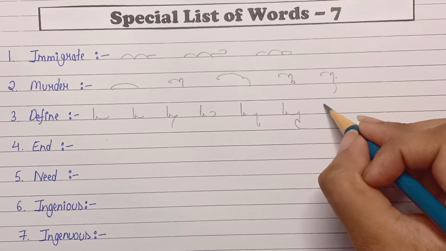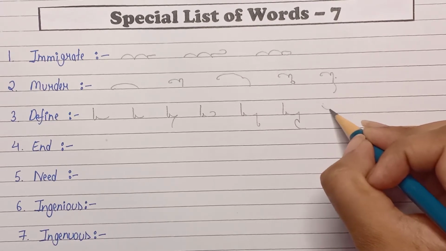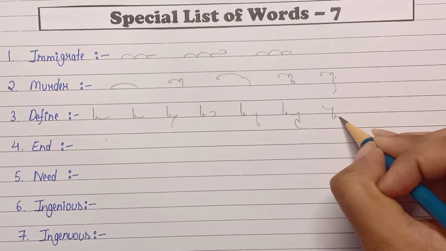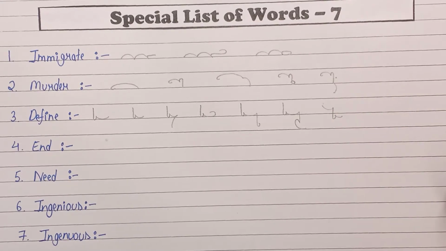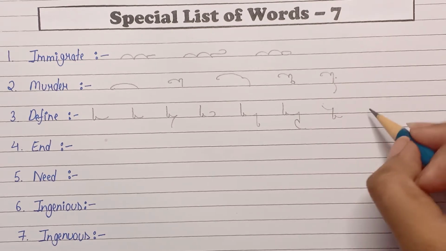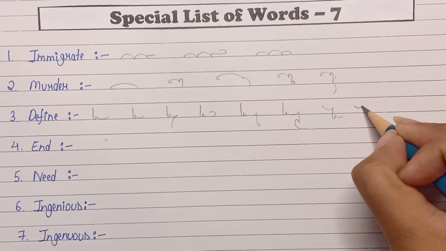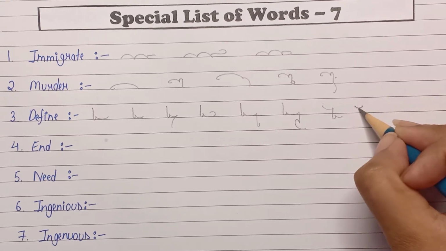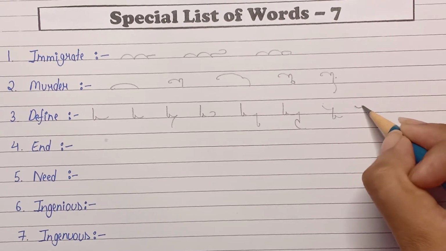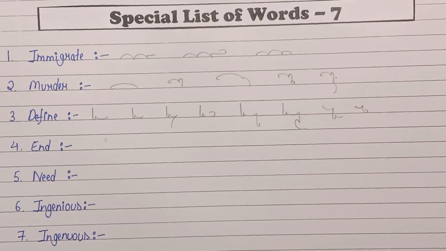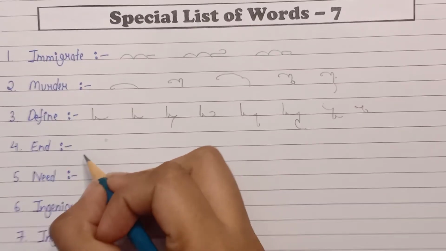Next, indefinite, then in, D, F and N. Indefinite. Undefined, and half length of N, because of D and F and undefined. End.